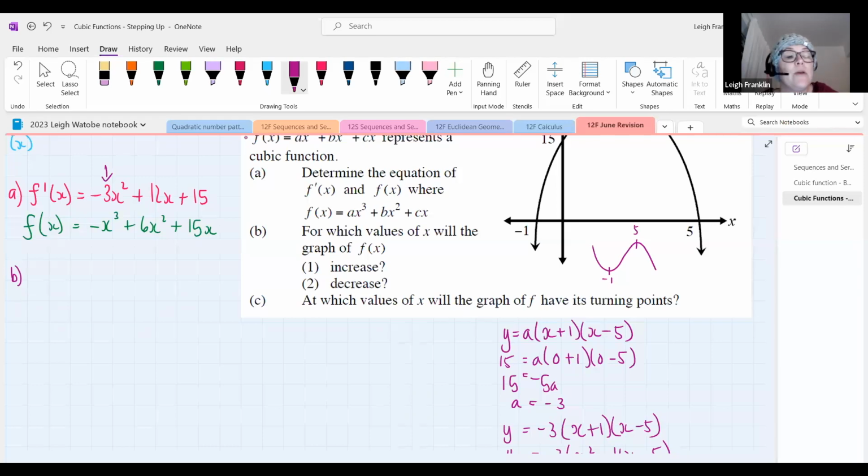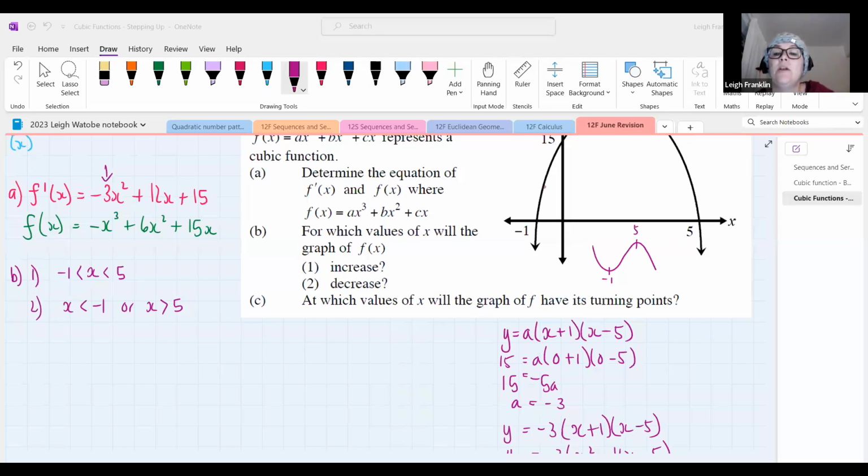It will be increasing between your turning points, so where x is greater than -1 but smaller than 5. That's part 1. Where will it be a decreasing function? That will either be where x is smaller than -1 or where x is greater than 5.